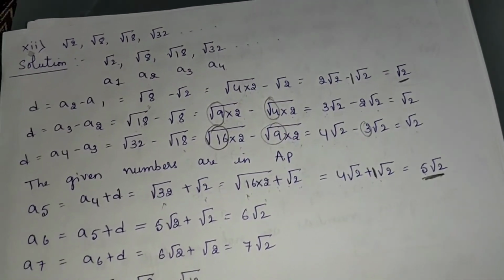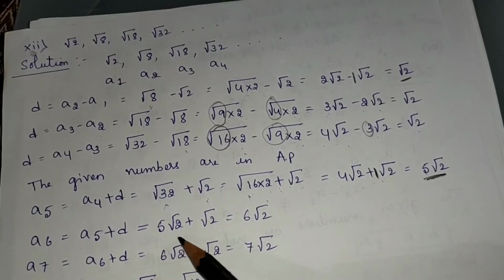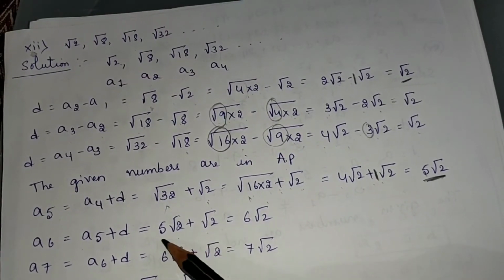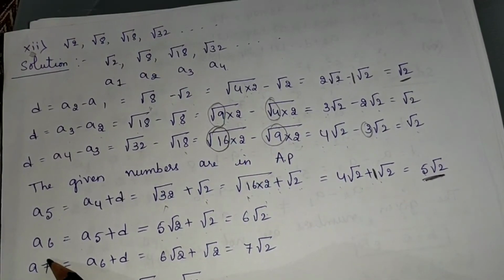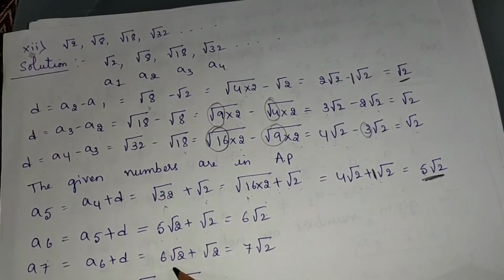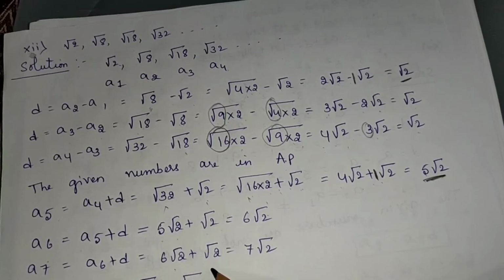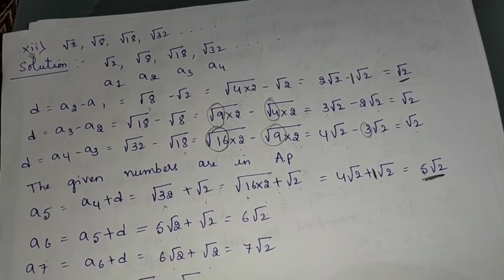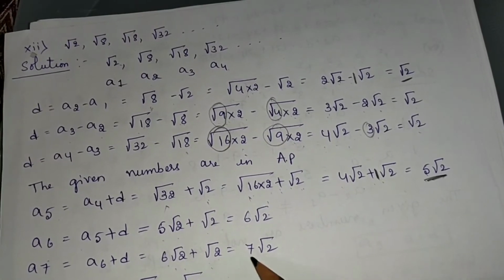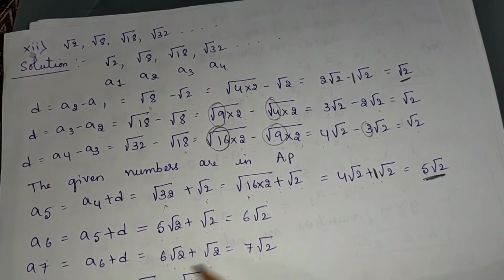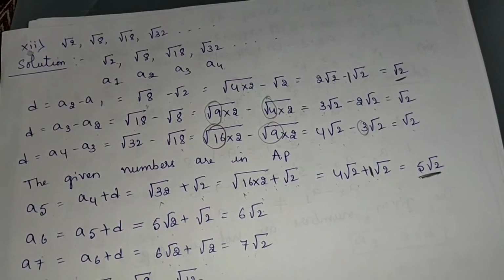Now here if you add 4 root 2 and 1 root 2, you will get 5 root 2 as the 5th term of AP. Write the 5th term and add root 2 to it. It will become 6 root 2 and it will be the 6th term of AP. Similarly, add 6th term and root 2 to it to get 7th term. Then 6 root 2 plus root 2 is 7 root 2, the 7th term, and so on.